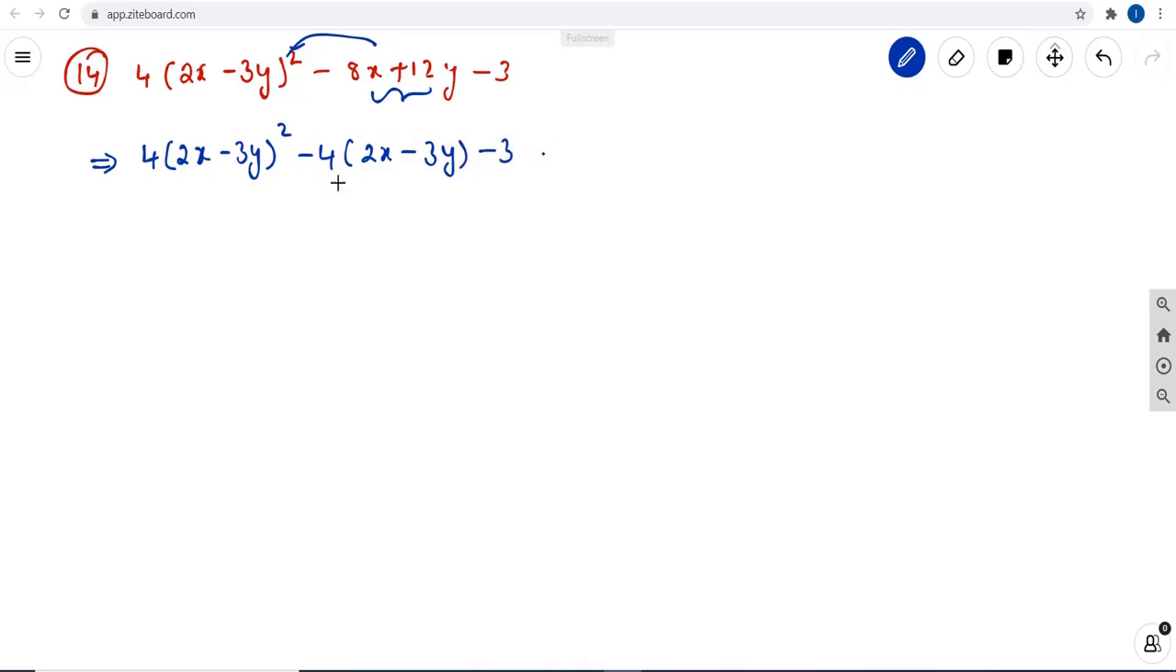Okay, so now what will we do? Same as in the previous problem, how we have solved. Let 2x minus 3y is equal to a. I'm going to take it as a. So this becomes 4a square minus 4a minus 3. Okay, now this is in the form of quadratic equation. So we'll use midterm splitting here to solve this problem.